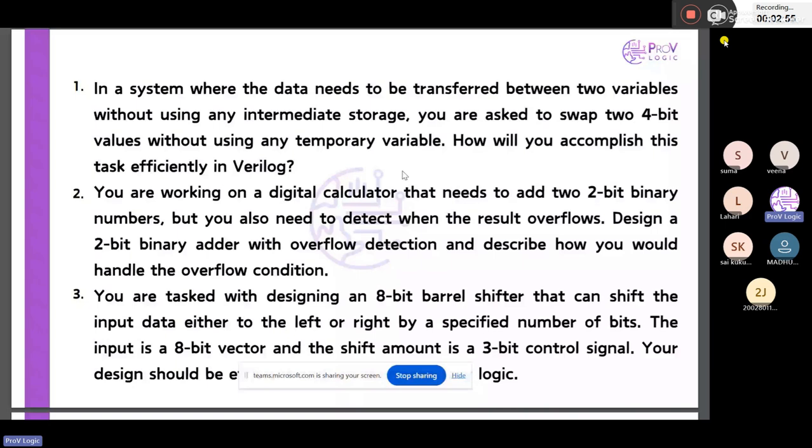Okay. Next, second question. You are working on a digital calculator that needs to add two-bit binary numbers, but you also need to detect when the result overflows. Overflow means what? A carry, an extra bit. Design a 2-bit binary adder with overflow detection and describe how you would handle the overflow condition. So first of all, how to write the program? Just an addition program, and whenever we detect the overflow, suppose detecting overflow means what?